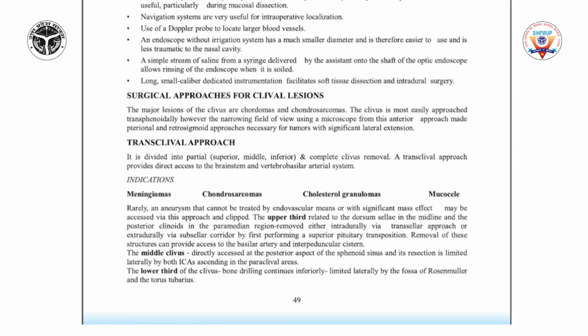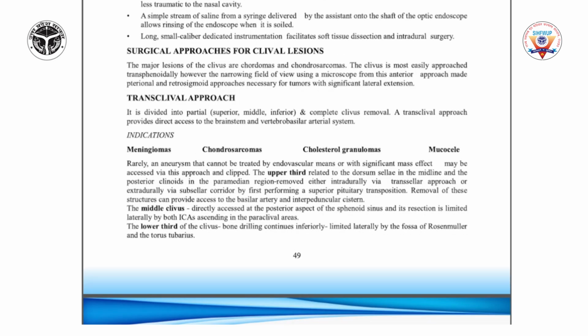Approach to clival lesions can be transclival. The clival region can be divided into anterior, middle and inferior, or there may be a complete clival removal. A transclival approach provides direct access to the brain stem and vertebrobasilar arterial system. Indications for transclival approaches are meningiomas, chondrosarcomas, cholesterol granulomas and mucoceles.